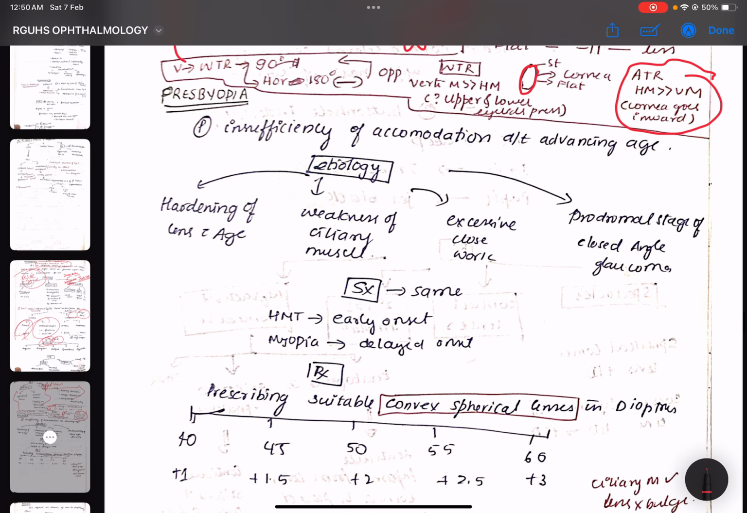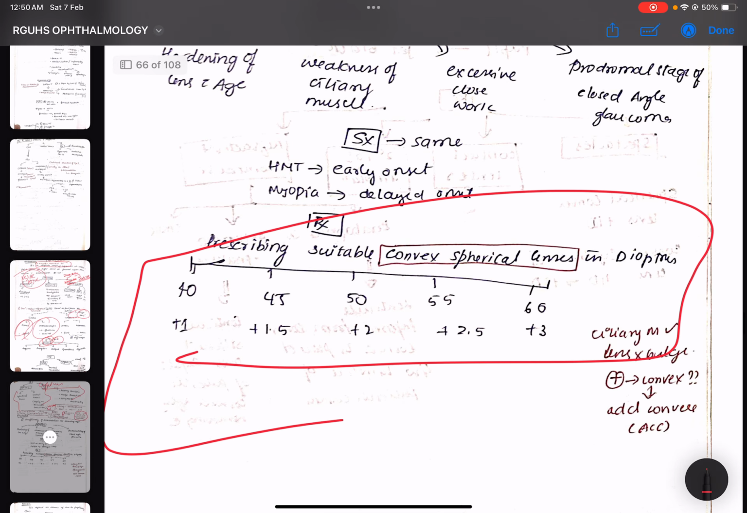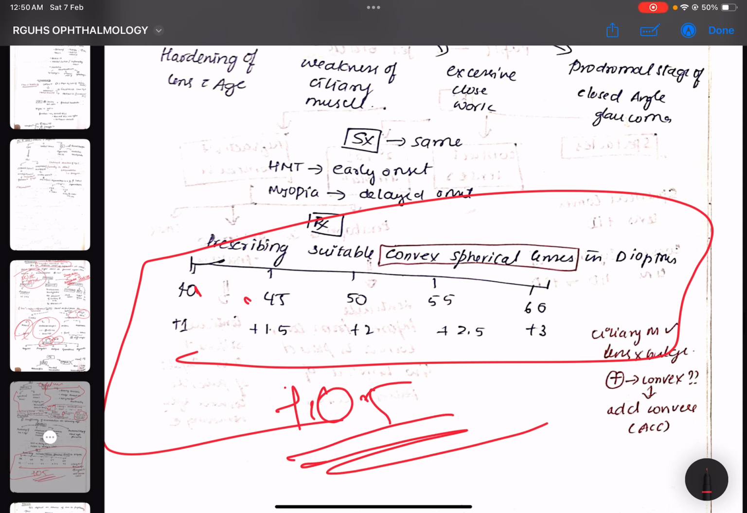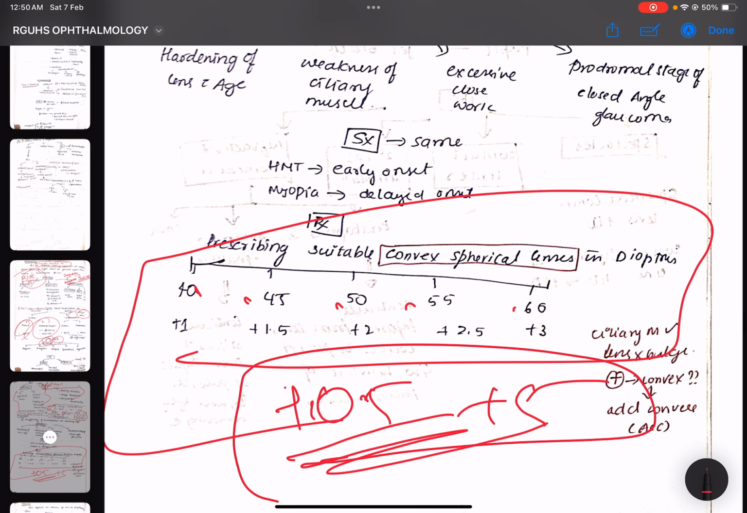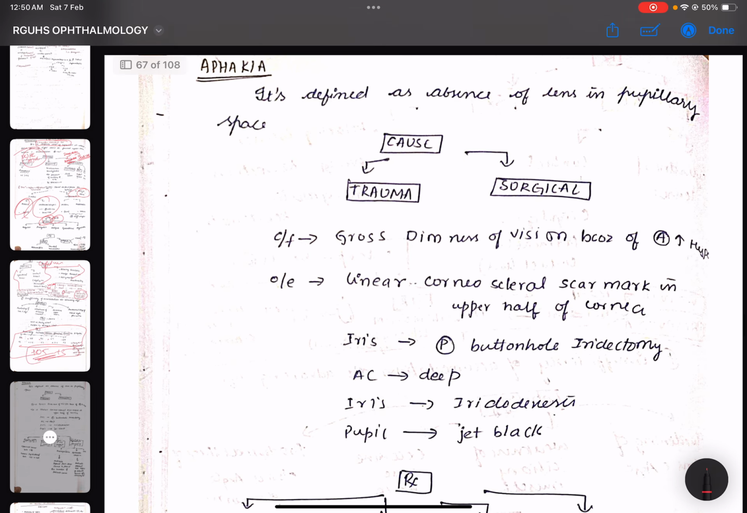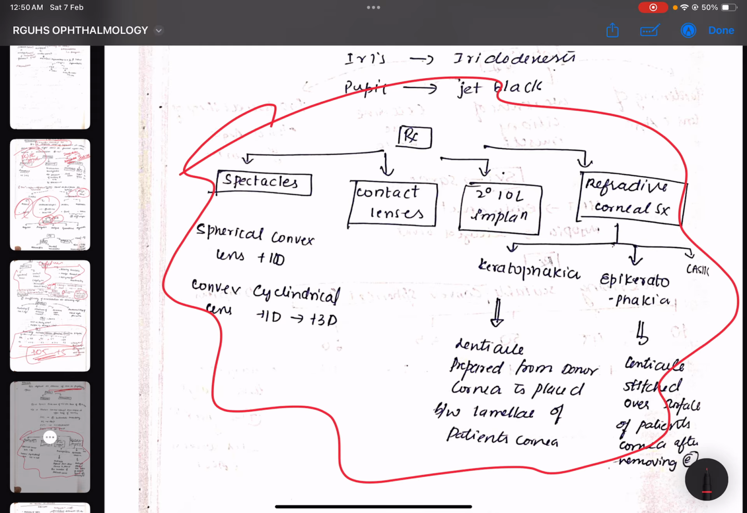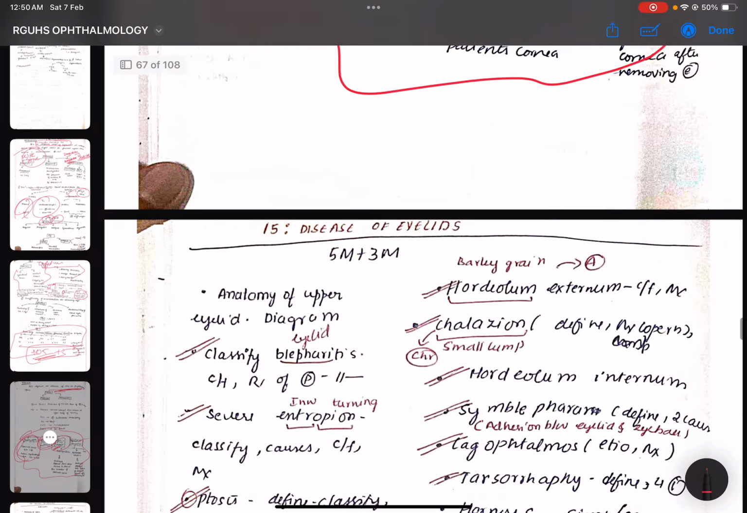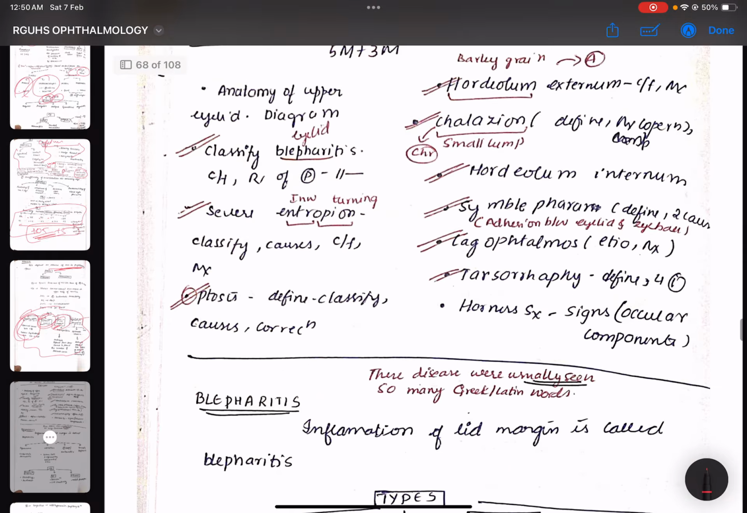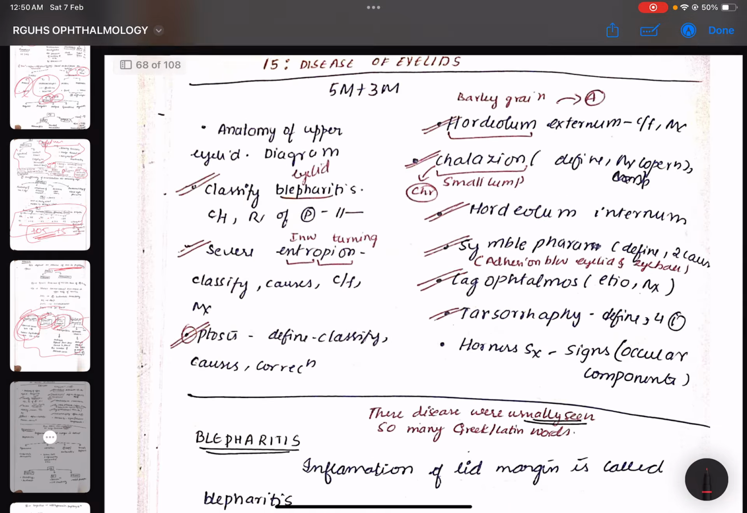In presbyopia, I'm not discussing at all. But this treatment part, I am sure you just add 0.5 to everything based on age plus 5.5. That's it. Aphakia, again, is absence of lens in the pupillary space. Aphakia, again, you can get it from surgery or trauma. So these are the treatment aims. Okay. Enough. I'm going in a hurry because there are remaining things which we also need to discuss.